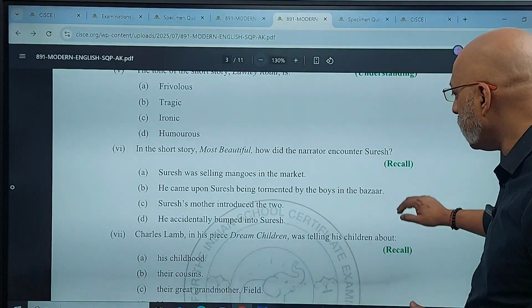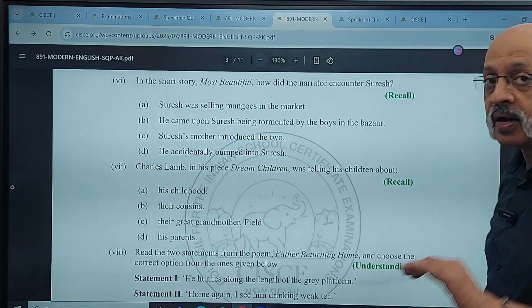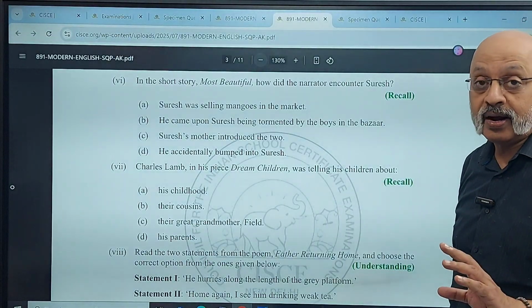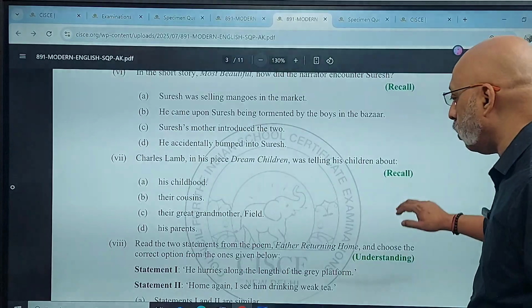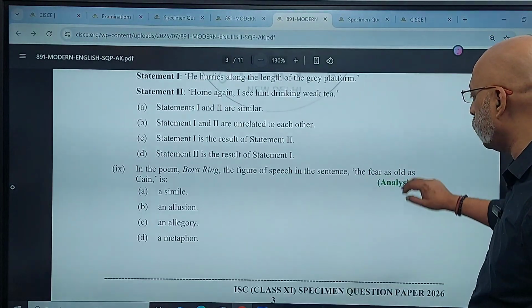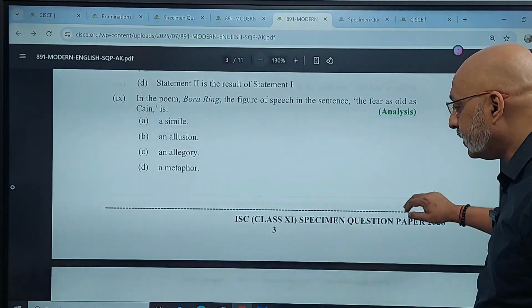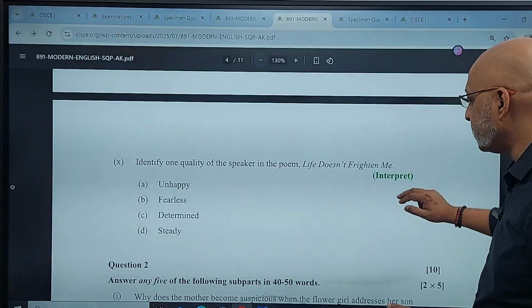Okay. Now, as you can see, most of them are either about recall or understanding. You will also get analysis and application. So you will have all 4 kinds which will come. Please have a look at this one. This one is on analysis. Then let's come to these, the 10 marks of short-answer questions.